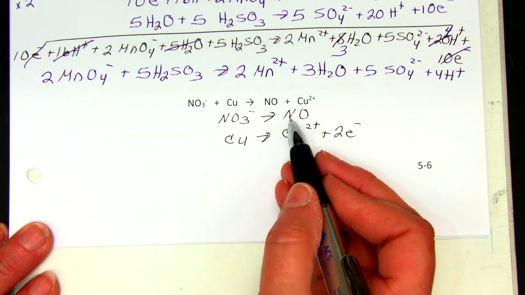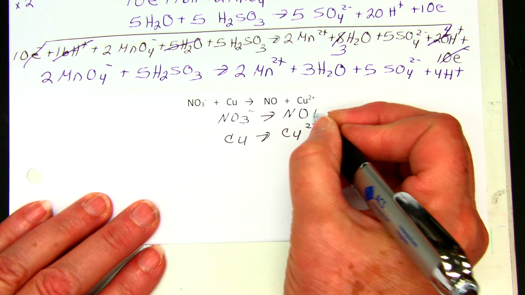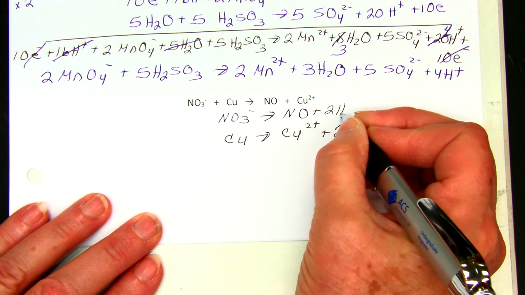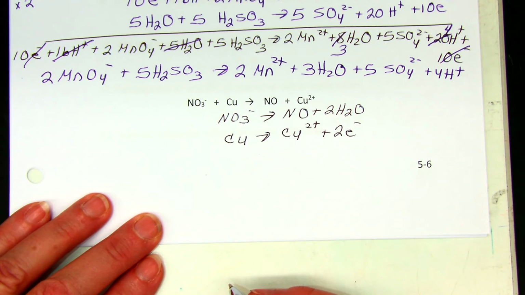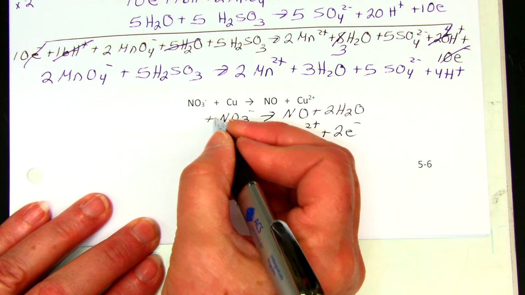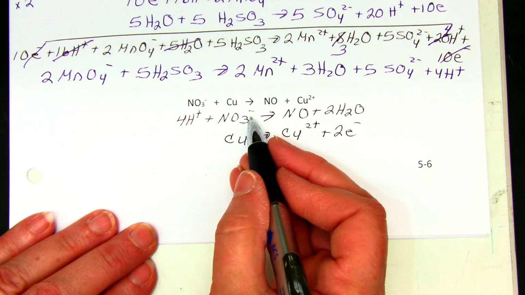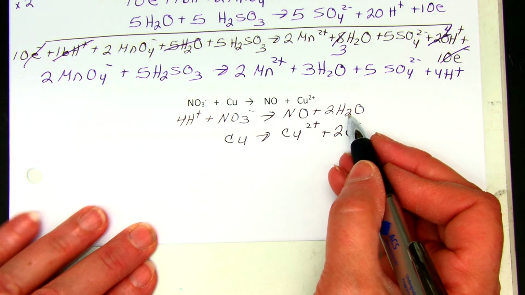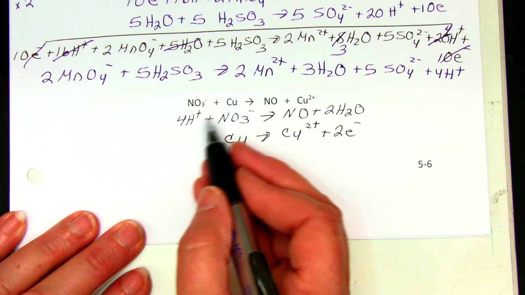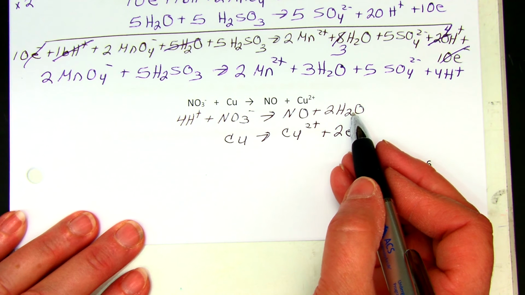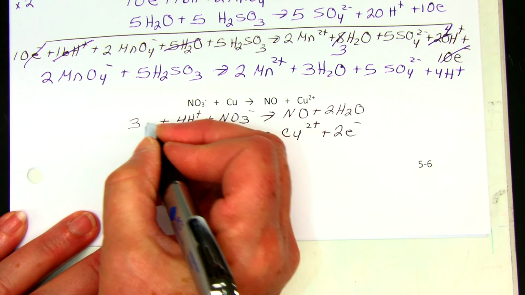1 nitrogen, 1 nitrogen. 3 oxygens, 1 oxygen. So what do I do, class? Add 2 waters. 4 hydrogen, no hydrogen. What do I do? Add 4 hydrogen ions. Plus 4 and a minus 1 is plus 3. 0 over here. What do I do? I have a positive 3 on the left and 0 on the right. How do I fix that for charge? 3 electrons on the left.